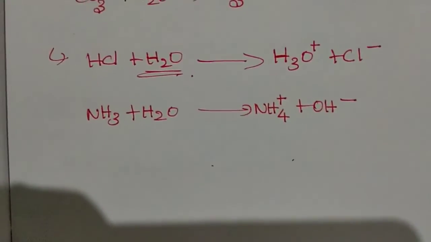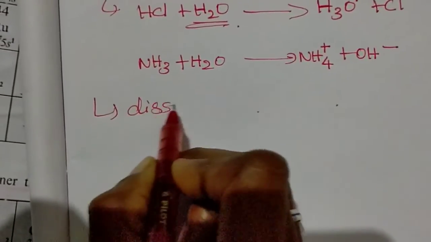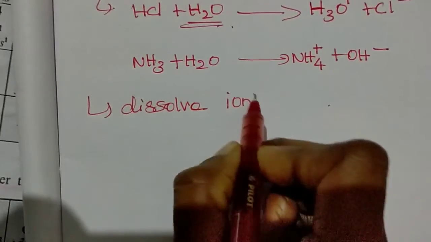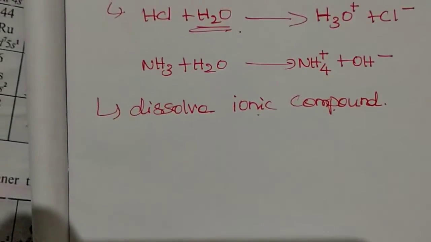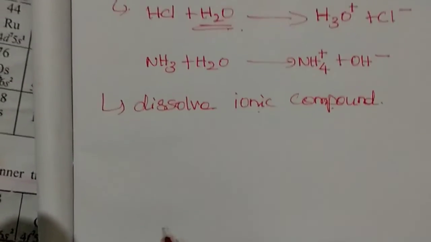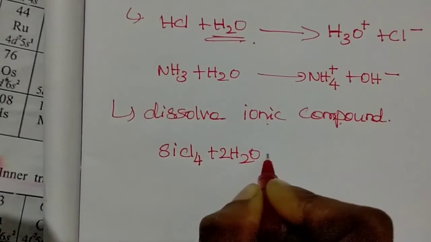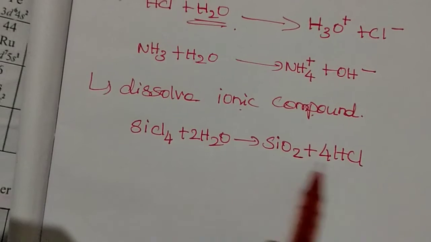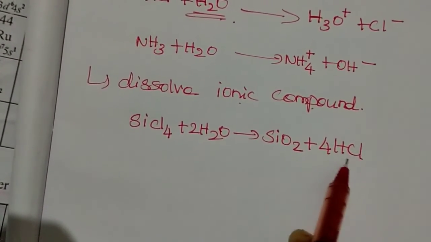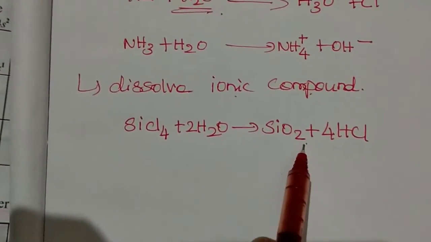And water dissolving ionic compounds is the next chemical property. It can dissolve ionic compounds, and it also hydrolyzes some covalent compounds. For example, SiCl4 with water forms SiO2 plus 4 hydrochloric acid. SiCl4 has 4 chlorine, which combine with hydrogen to form 4 hydrochloric acid, and silica, SiO2, silicon dioxide.